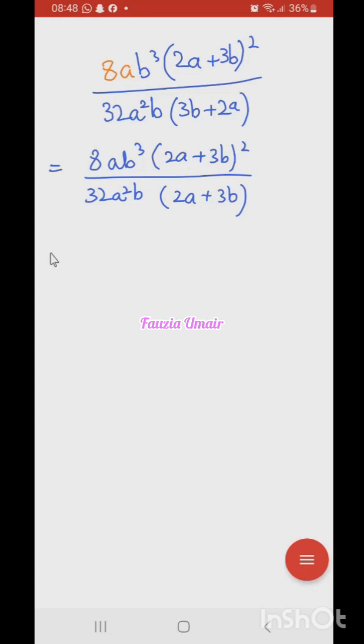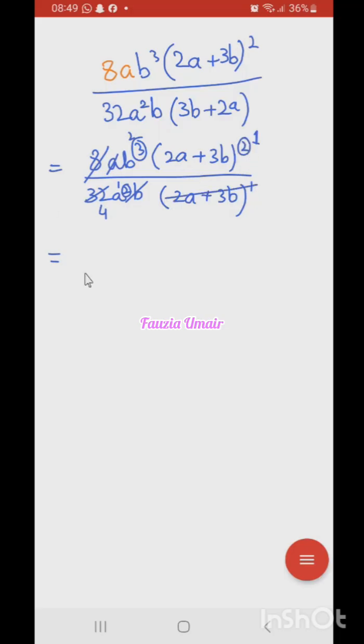Okay, so now you can just cancel out. This 8 will be cancelled; 8 4s are 32. So in a square, this a will be gone and this a square is now a raised to power 1. Okay, b is cancelled. Now this 3 is square. This is cancelled because this is power 1 and this is power 2, so the power 2 is now power 1.